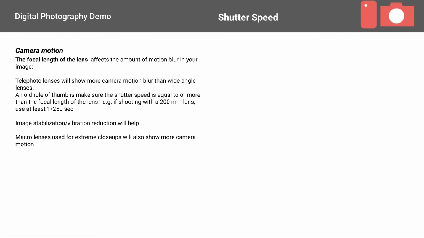Camera motion is also affected by the focal length of the lens. So if you're using a really long telephoto lens, which would be more on a DSLR than a phone camera, the longer the telephoto lens, the more motion blur you're likely to get.